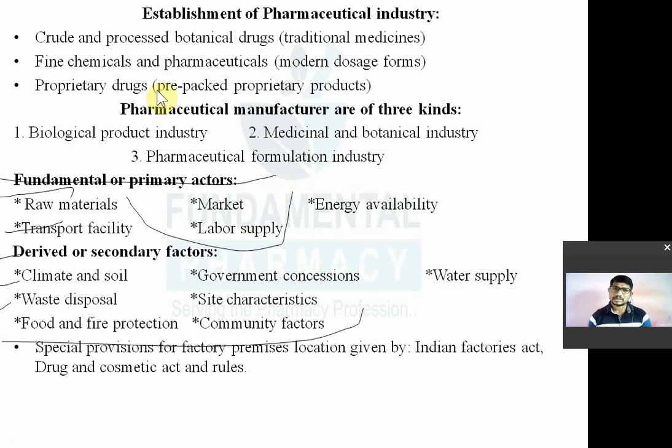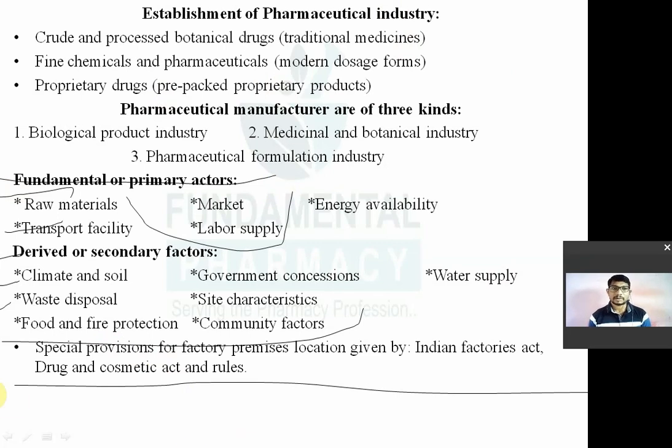So whatever pharmaceutical industry or whatever industry you are going to establish, that should be according to the Indian Factories Act 1940. जो इंडियन फैक्ट्रीज एक्ट होता है आपका 1940, उसके नॉर्म्स के अकॉर्डिंगली ही आपको इंडस्ट्री खड़ा करना पड़ता है. So special provision for factory premises, location, layout, and everything must be according to the norms of Indian Factory Act. And if it is a pharmaceutical industry, then it should be according to the Indian Factory Act as well as Drug and Cosmetic Act and Rules 1945.